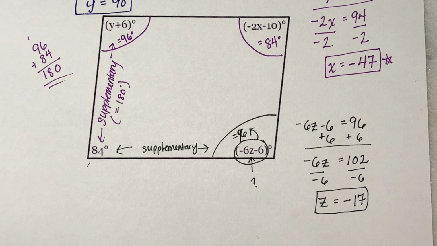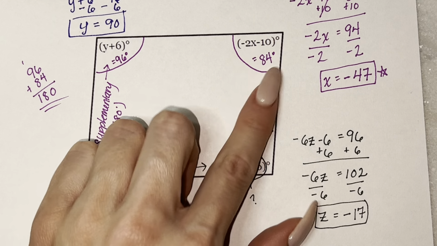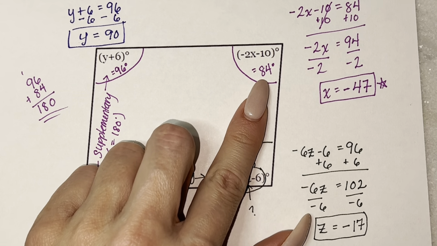Now remember, that's us solving for the variables. That's not actually us saying what the angle equals. If they had asked us what does this angle equal, we would say 84 degrees. But they said what does x equal, so we're going to say negative 47. I hope that makes sense.